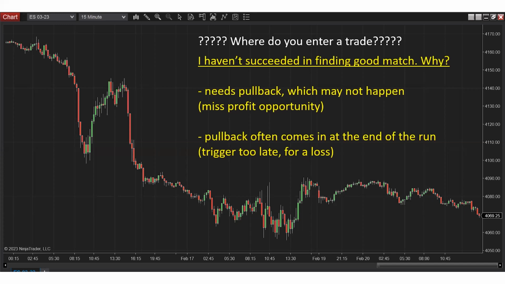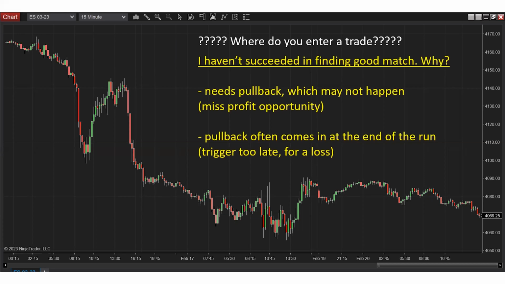This is a 15-minute chart of the ES, and where do you enter your trade? Even though you have a good view looking back now with the rear view mirror of this chart, where the trend shifted to the downtrend here, and then it consolidated at the bottom. But when you're trading real time, you don't have the benefit of this rear view mirror.